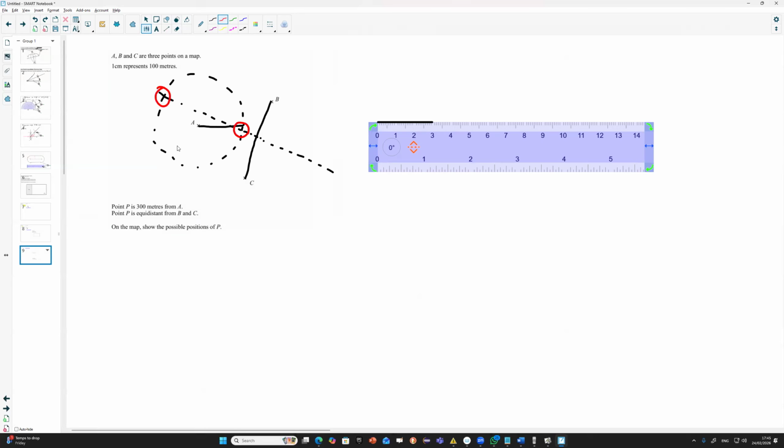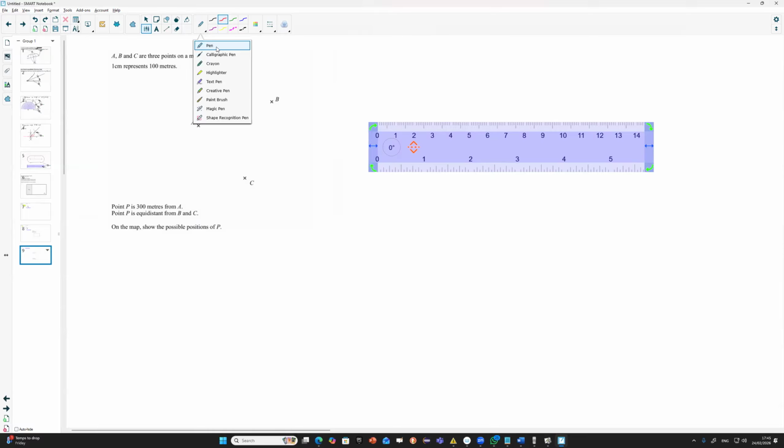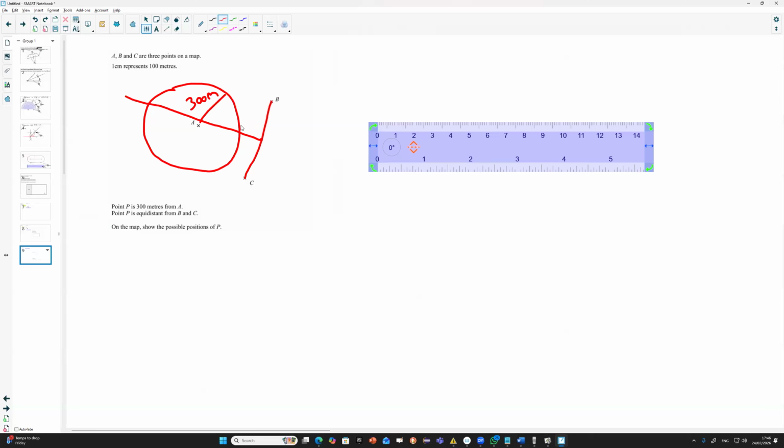And in fact, I shouldn't be using dotted lines anyway. I should be using solid lines here because it is inclusive. So it's not greater than or less than, it's actually equal to. So I've got that circle. So P, if this is 300 meters, then P is somewhere on that circle. And then it also needs to be on this line that I've drawn. And can you see it would be this point and this point?